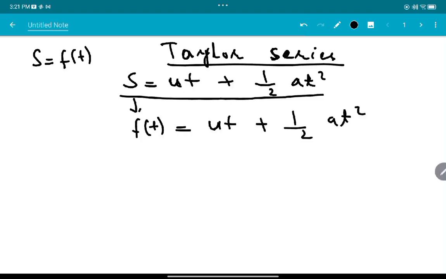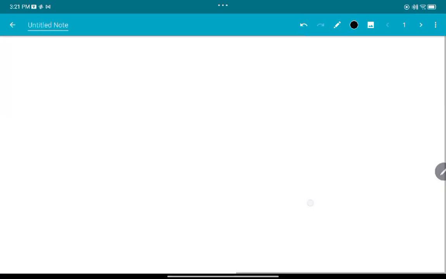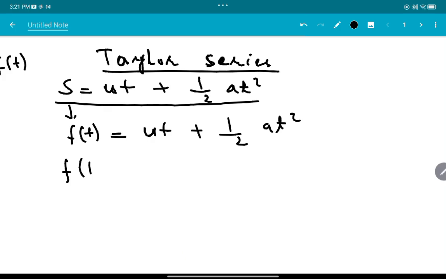Now you see that this function of time is basically equal to, what is this u? u is the velocity, but velocity is f dash t, the rate of change of distance f(t). Since it is initial velocity, this means it is the value of f dash t at 0 time. Initial means at t equal to 0. So I can write it f dash 0 into t plus 1 half.